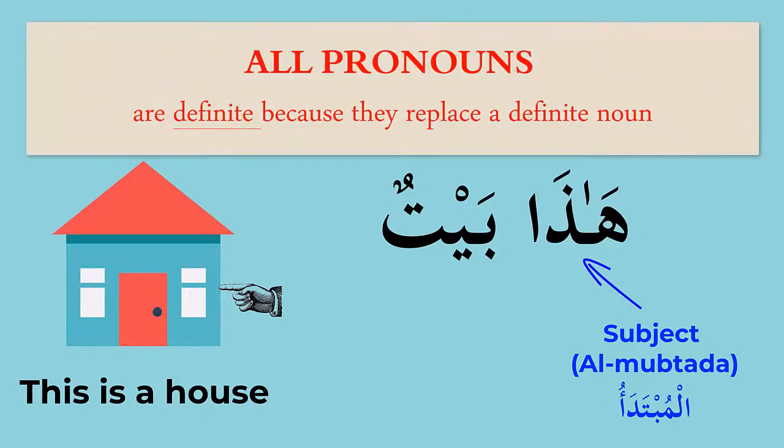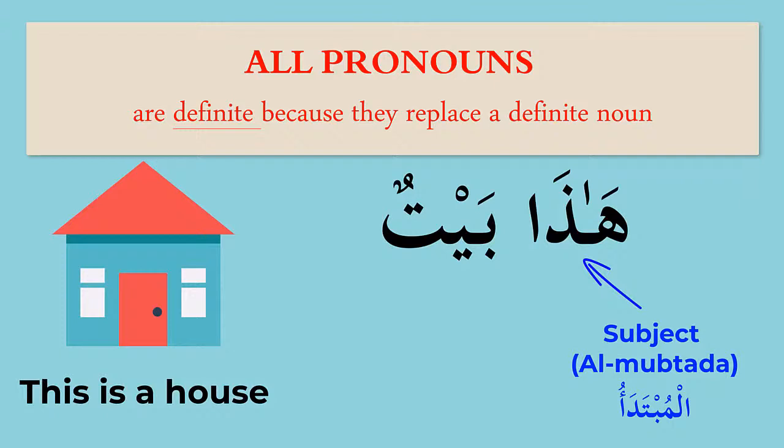All pronouns are definite. All pronouns are definite. Because the pronoun replaces a noun. We will learn more about pronouns. Okay? So hada is the pronoun, and pronouns are all definite. By their nature, they are all definite. Okay, fine. Hada baytun. So hada is definite. Because we know mubtada has to be definite most of the time.